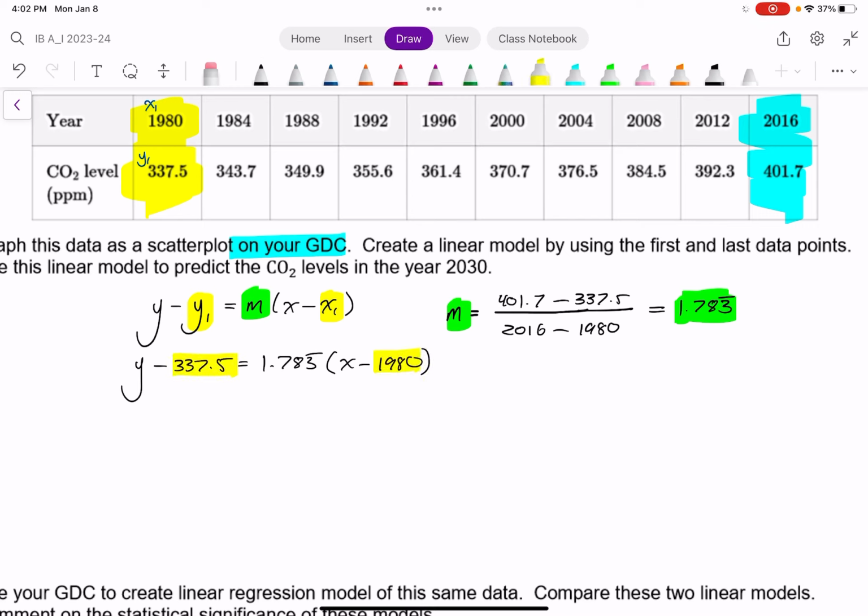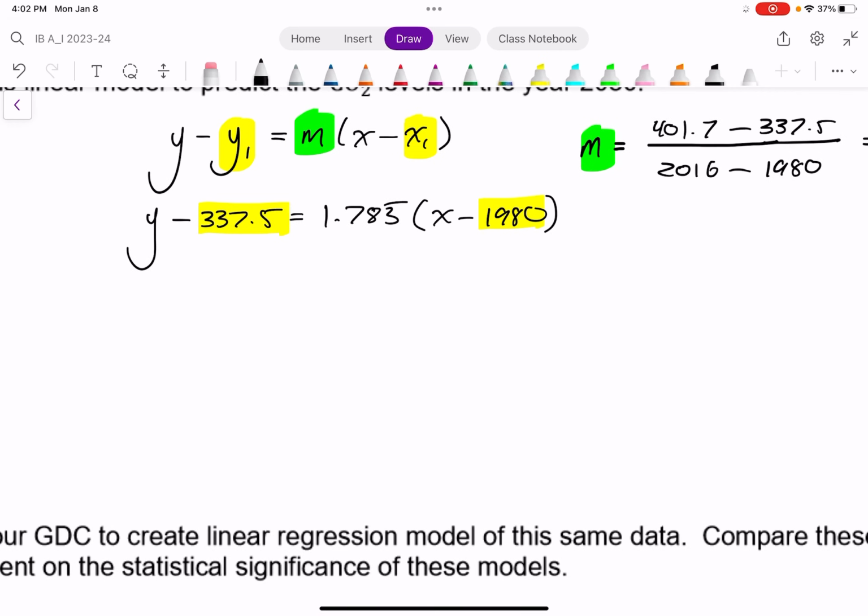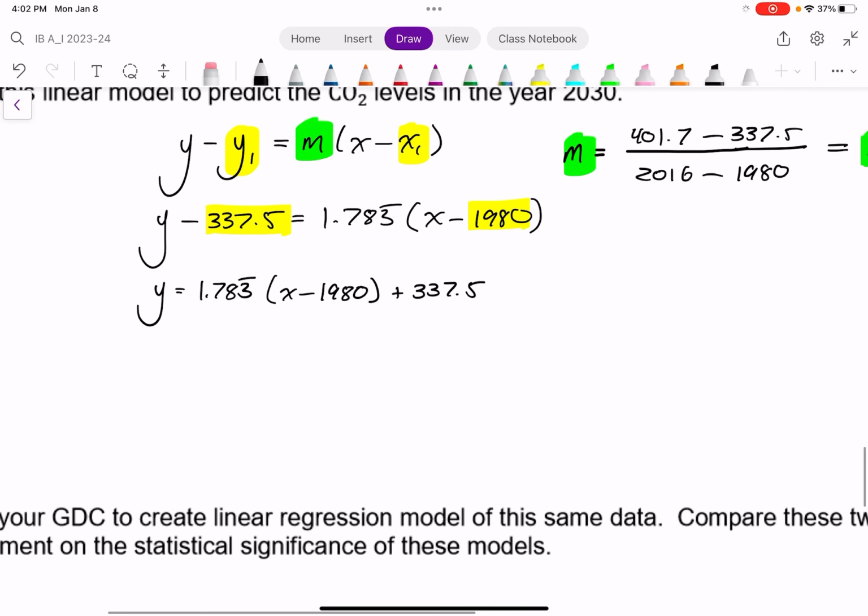Now I could clean this up. All I'm going to do is add 337.5 to both sides. I'm not going to distribute anything over here. So I get my equation being this: y equals 1.783 repeating times (x minus 1980) plus 337.5. All right, and so keep in mind for this equation, which if I want, I could distribute this, but there's no real benefit to that.